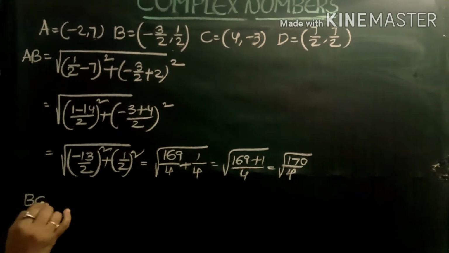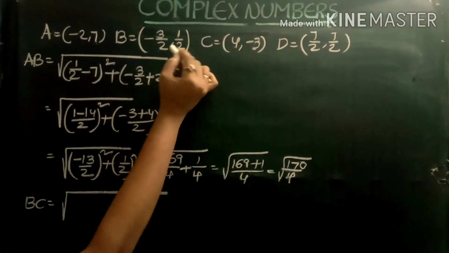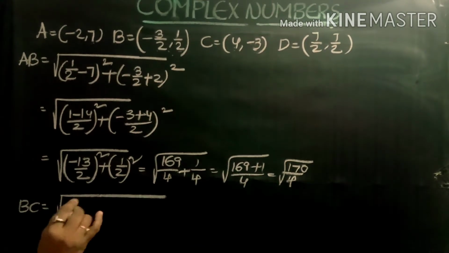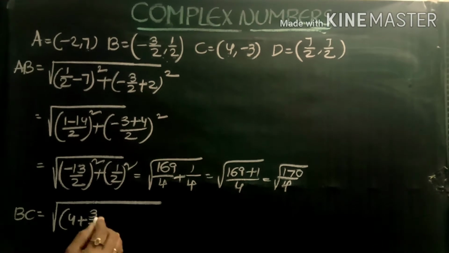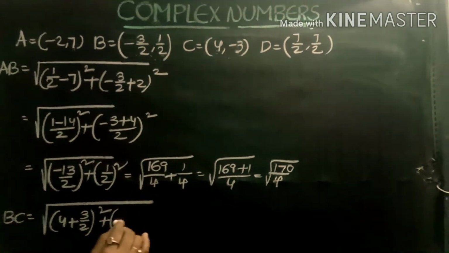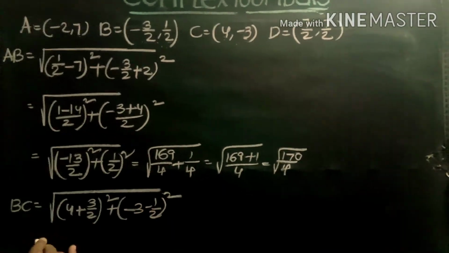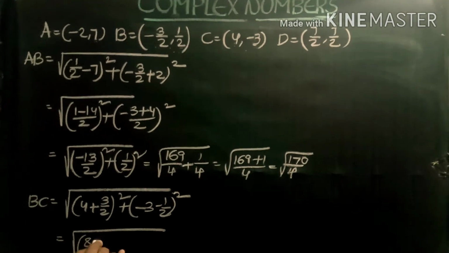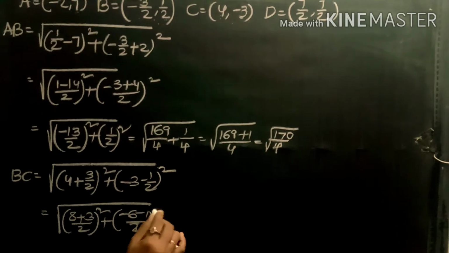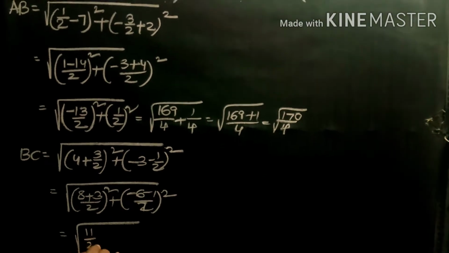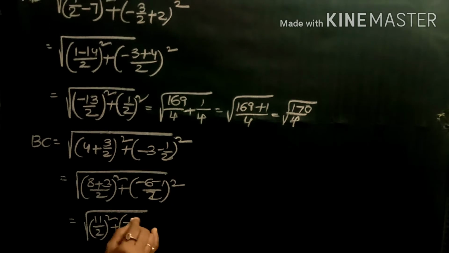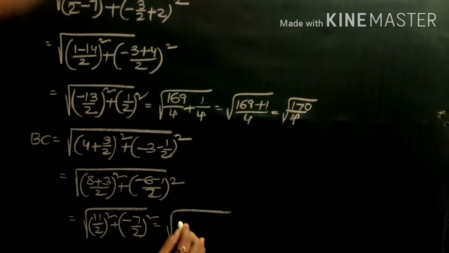Now finding the BC distance. BC is equal to the square root of (x2 minus x1) whole square plus (y2 minus y1) whole square, that is (4 minus (-3/2)) whole square, 4 plus 3 by 2, plus (-3 minus 1/2) whole square. This is equal to the square root of, taking LCM, (8 plus 3 by 2) whole square plus (-6 minus 1 by 2) whole square, which is the square root of (11/2) whole square plus (-7/2) whole square.